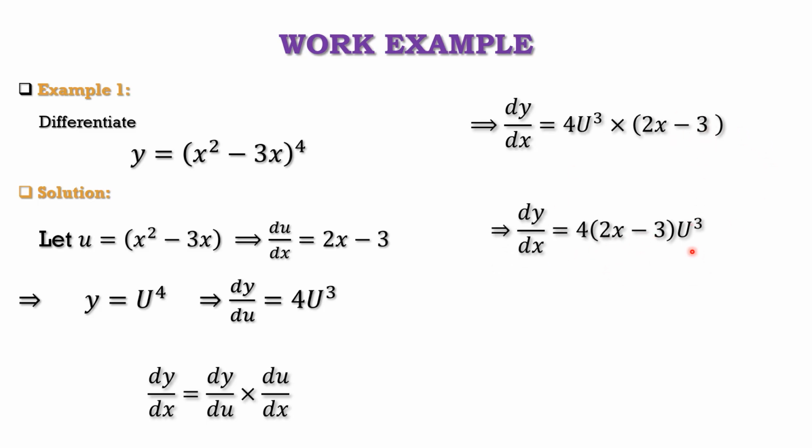We just simplify this expression. 4 will multiply the whole of this expression. Then u power 3 is here. Remember, the u represents x squared minus 3x. So we substitute the u, which means our dy over dx will be equal to 4(2x minus 3)(x squared minus 3x) all power 3.